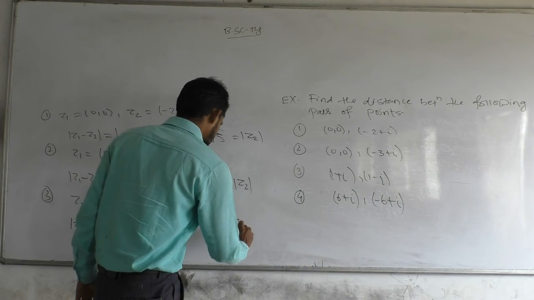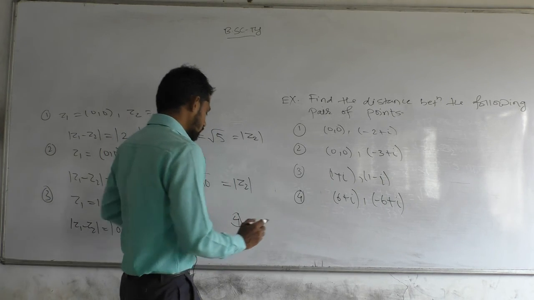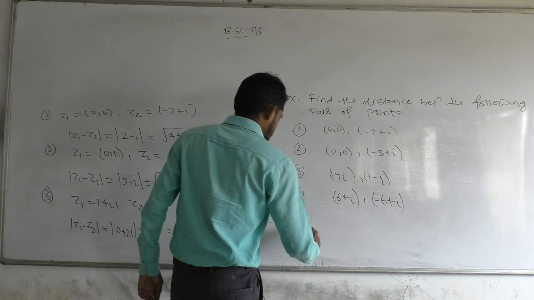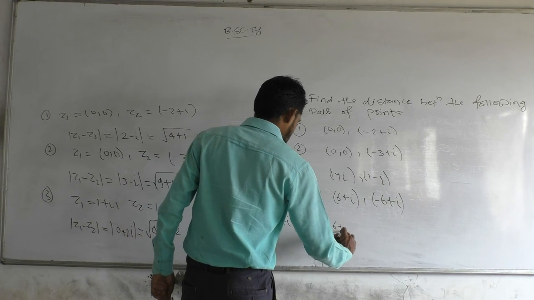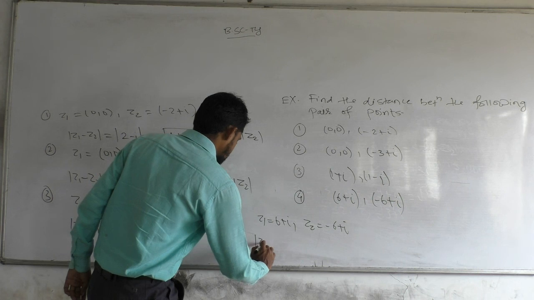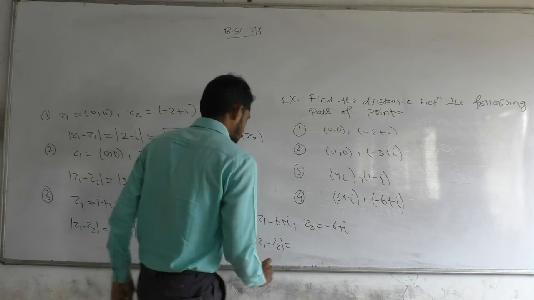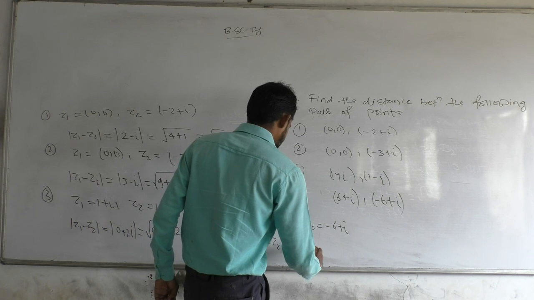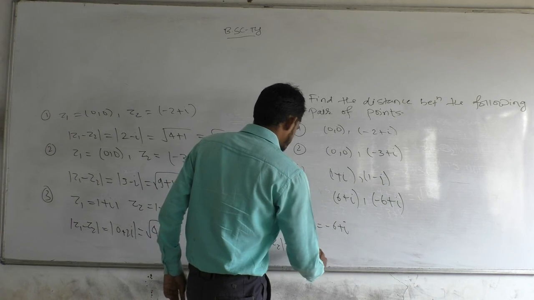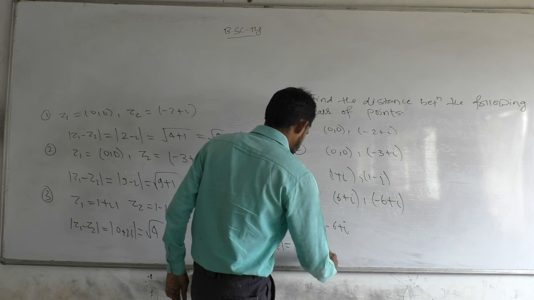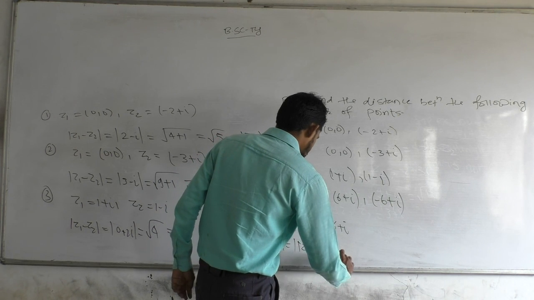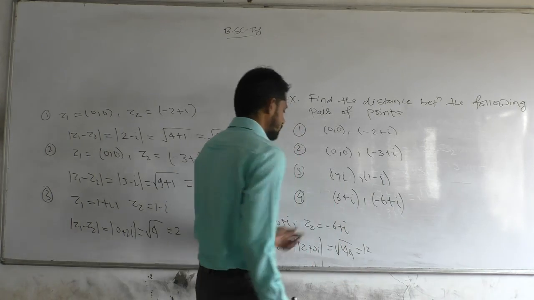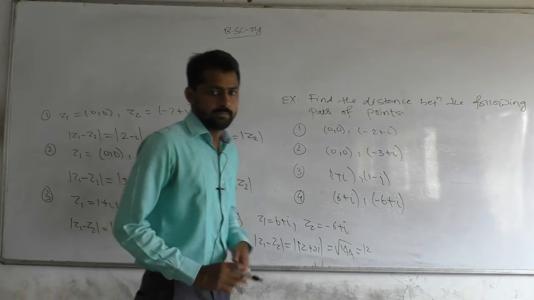Now fourth, z1 is equal to 6 plus I, z2 is equal to minus 6 plus I. Mod of z1 minus z2 is equal to 6 plus 6, that is 12, and I minus I, that is 0 times I, which is equal to square root of 144, equal to 12. So the distance between those two points is 12.